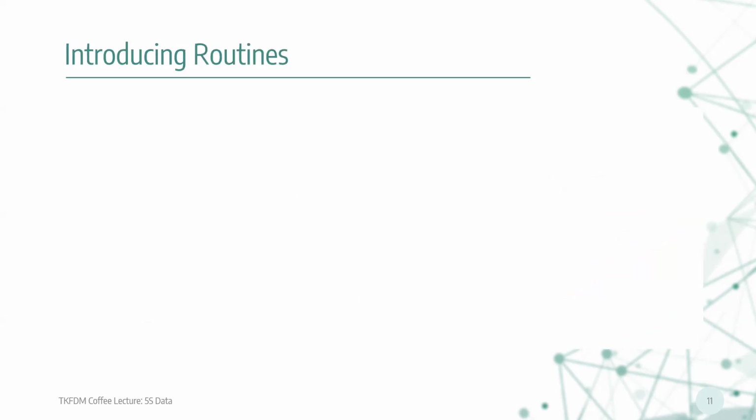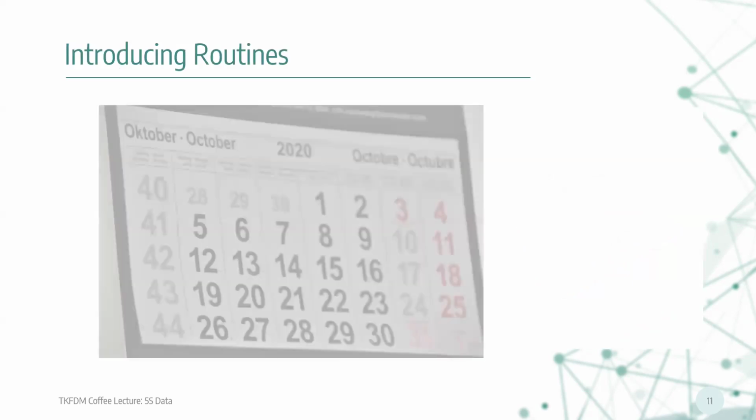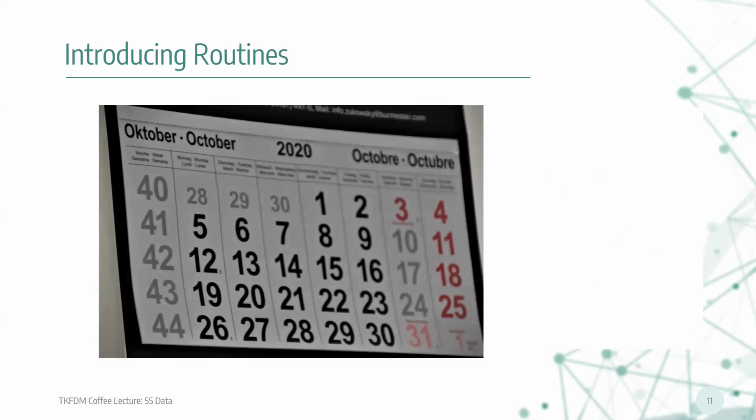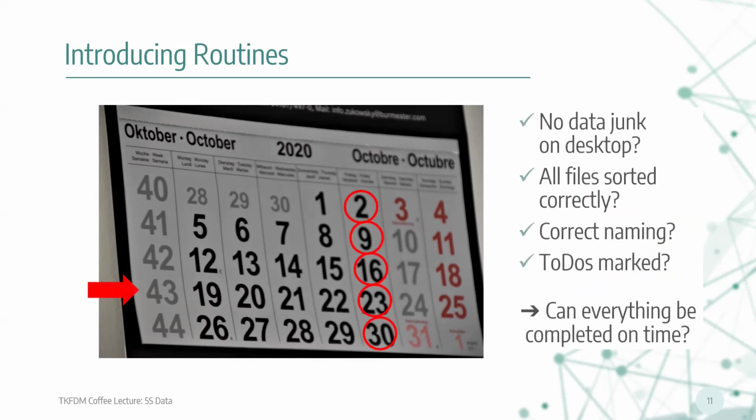I don't have to show you much about this step, but simply look into your calendar and maybe take a day, so for example, Friday afternoon, where you check all the files, or maybe a week in a month. And things you can check, for example, is there any data junk on the desktop? Are the files all sorted? Are they correctly named? And if you don't have the time right now, maybe do it like with the text I showed you to create to-dos.